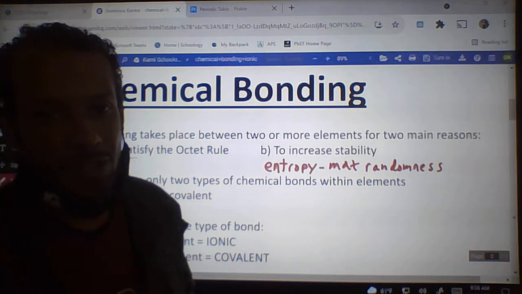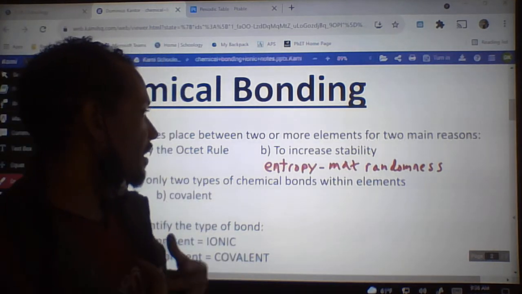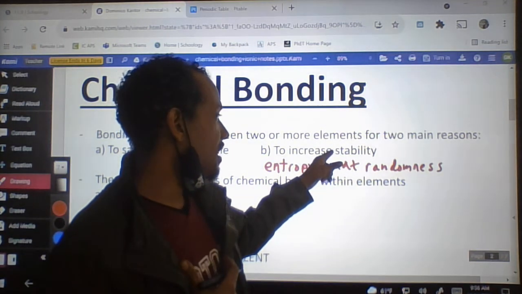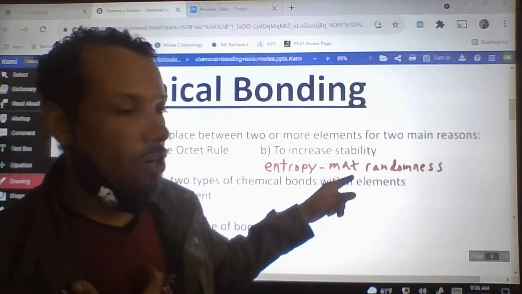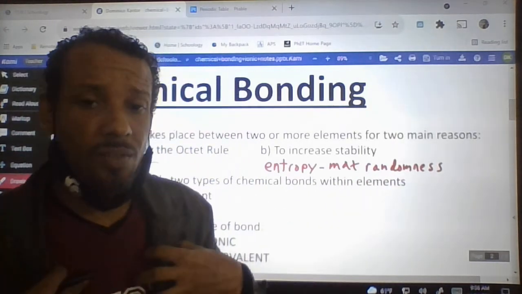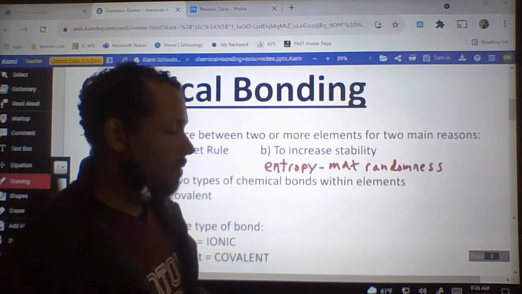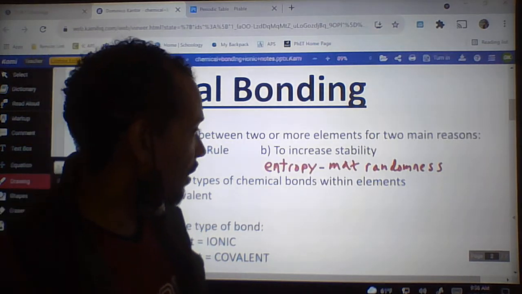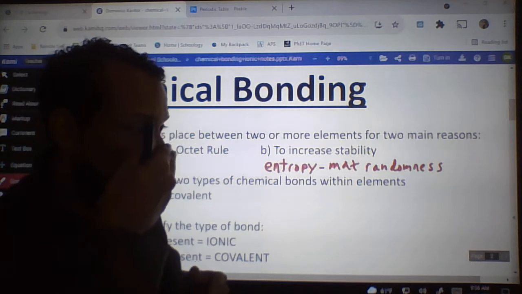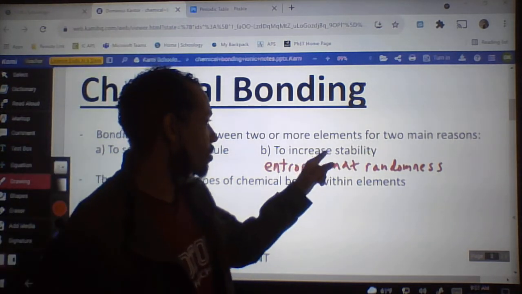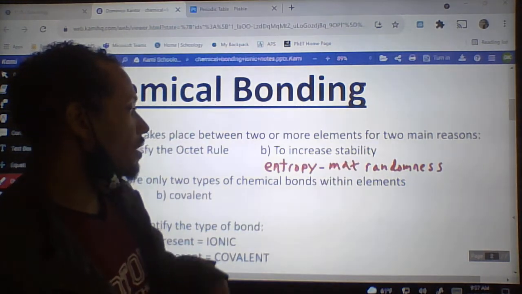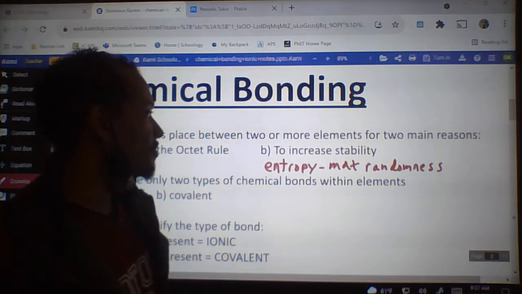So if you look at something like the human body, it is highly unstable. Our human body is unstable because it's highly organized. Our human body is not random. We have lungs in a specific place. We have our stomach in a specific place. Blood is in a specific place. Brain, eyes go here. Nose is on the front. Mouth is under the nose. So it's highly organized. But to be organized, it requires a lot of energy.